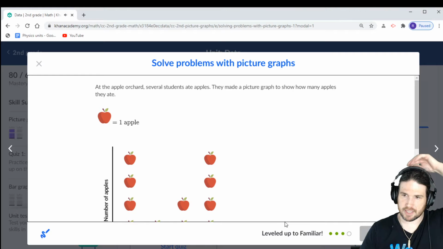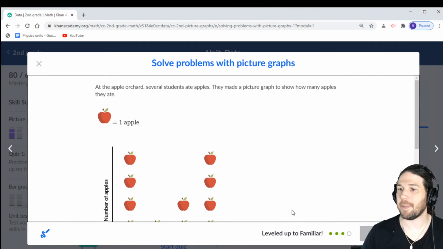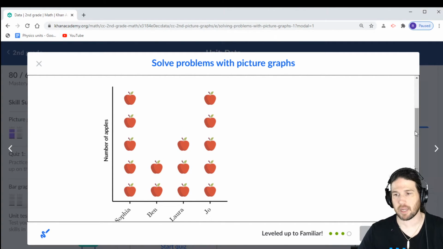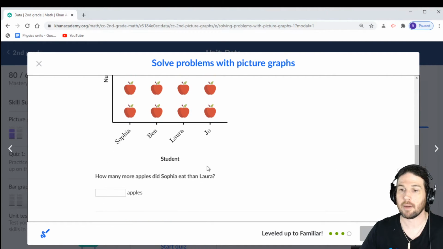At the apple orchard, several students ate apples. They made a picture graph to show how many apples they ate. Wow, some of these people are really good at eating apples. I would not be able to eat 1, 2, 3, 4, 5 apples all at once, I don't think. Anyway, how many more apples did Sophia eat than Laura?